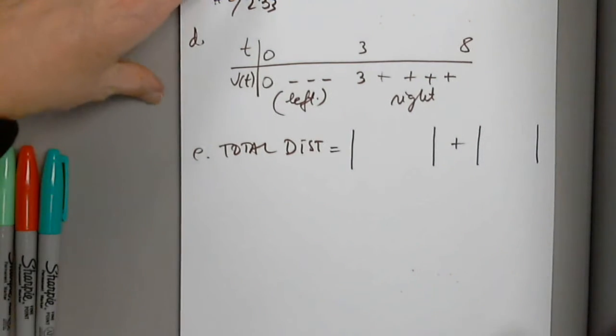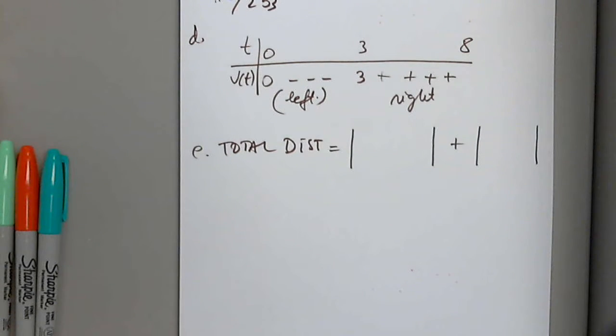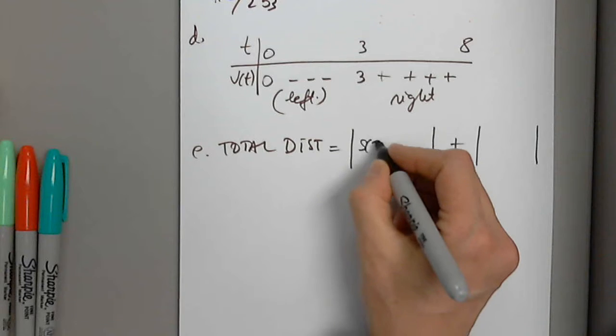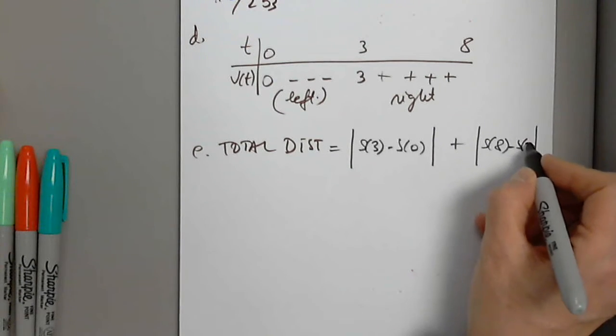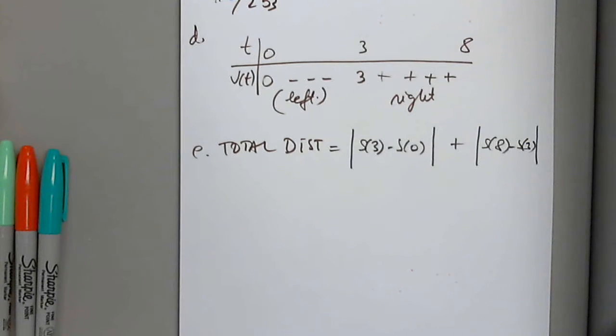So regardless of direction it's going, we have to accumulate distance. So that will be S of 3 minus S of 0 plus S of 8 minus S of 3. Imagine the particle is here: 3 seconds goes this way, and then the next 5 seconds goes this way. So I have to determine the distance between 0 seconds and 3 seconds, and then the distance covered by the particle between 3 seconds and 8 seconds.